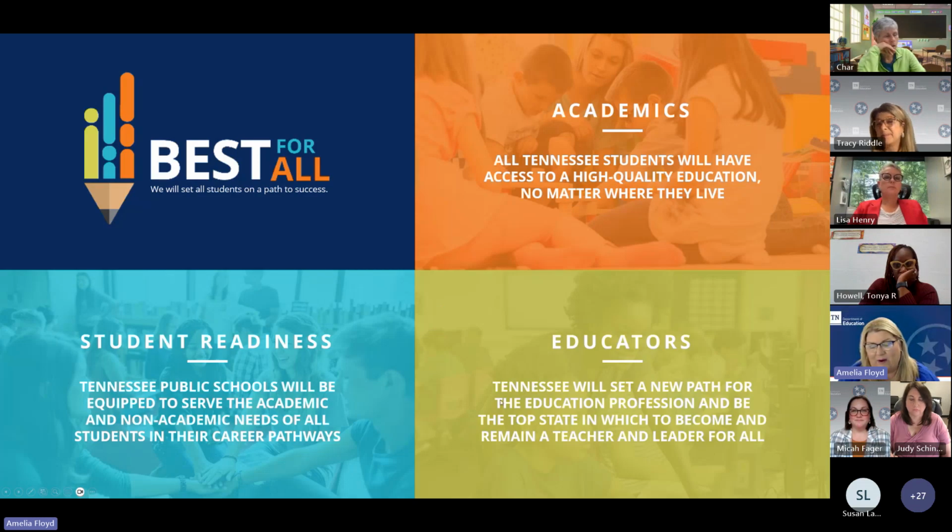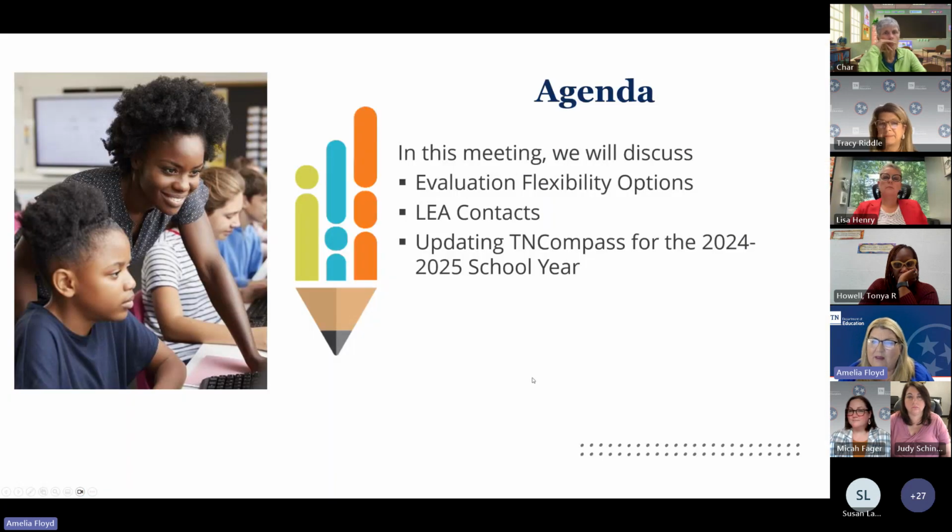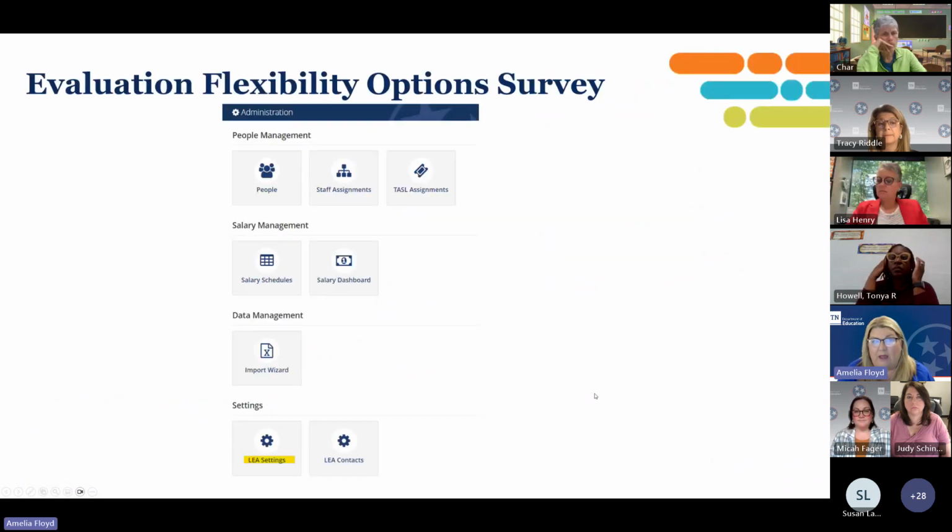As always, we ground everything we do in our Best for All strategy. And again, today we're talking about educators and how we can support them. We are going to discuss the evaluation flexibility options today, LEA contacts, and we're going to start talking about updating TNCompass for the 24-25 school year. Again, this year, the evaluation flexibility options will be collected in TNCompass.